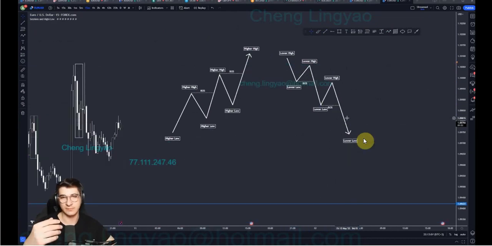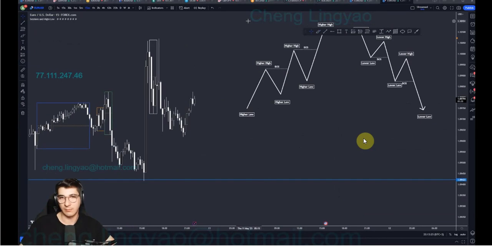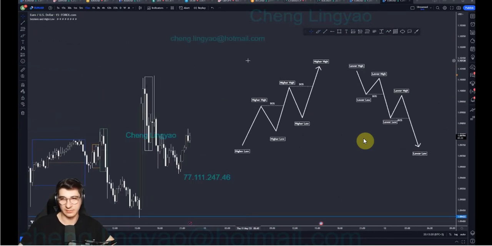Also, in order to have a valid break of structure, we need to have a candle close. So if it just wicks above the previous high, let's say in this example, if this is just a wick above and then it closes here, that's not a valid break of structure. We need candles to close above the other one in order to validate the break of structure.